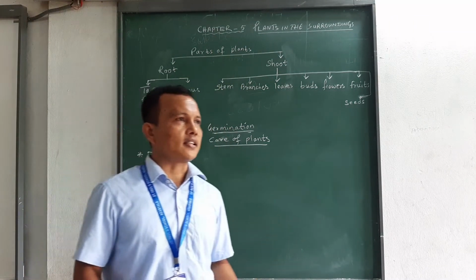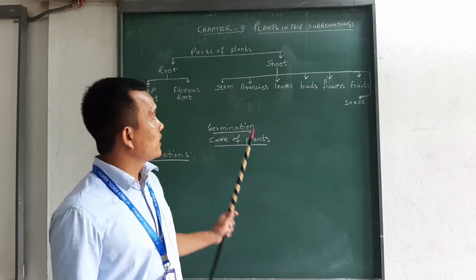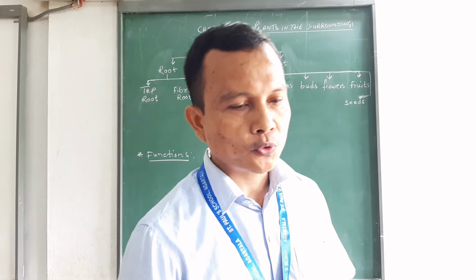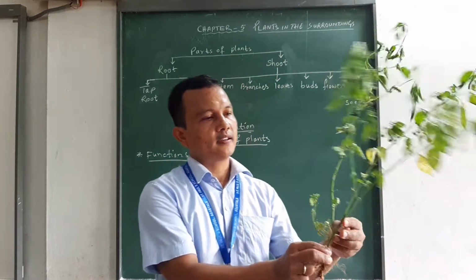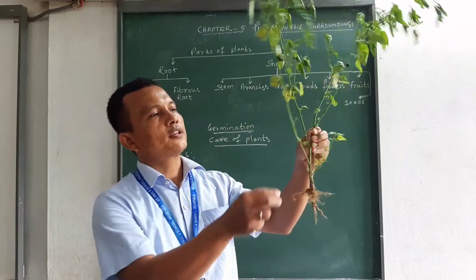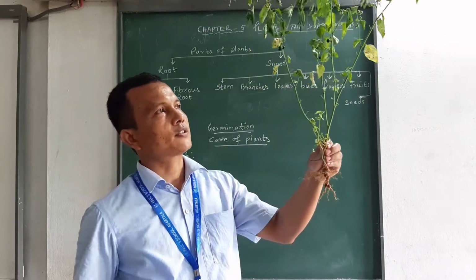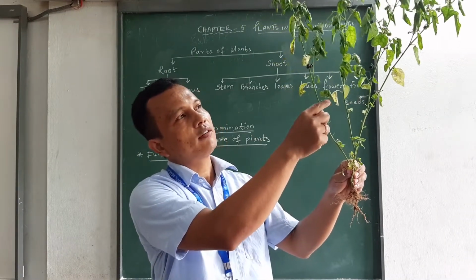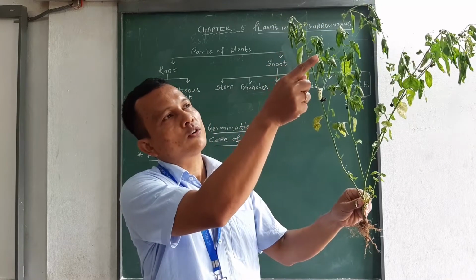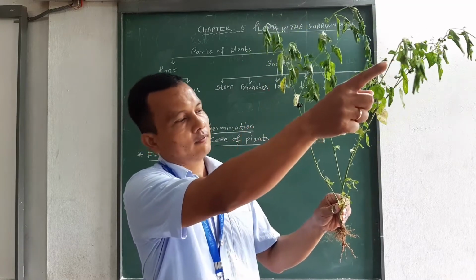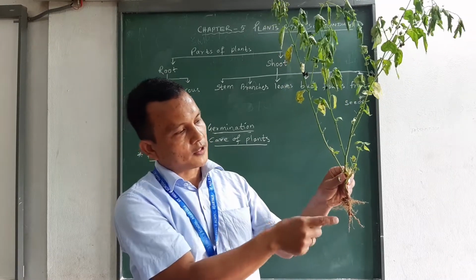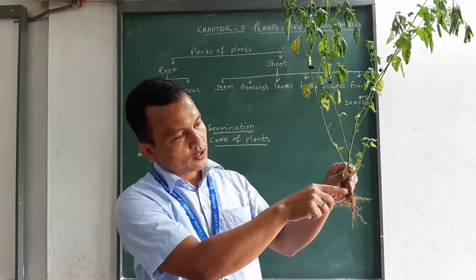So basically, plants are divided into two parts. And to cite an example, I would like to show you one small plant. I managed to bring it. This is the plant. You can see here, it looks green and it has some branches, leaves, fruits and flowers, and small twigs. And this portion is the root.